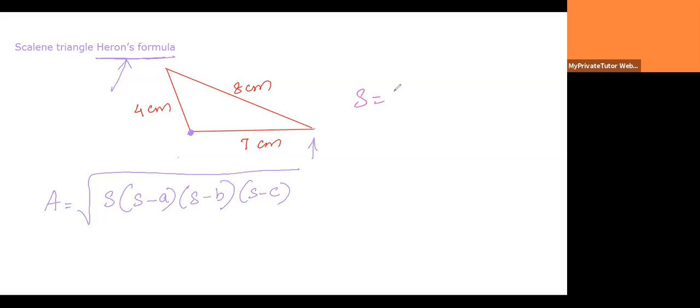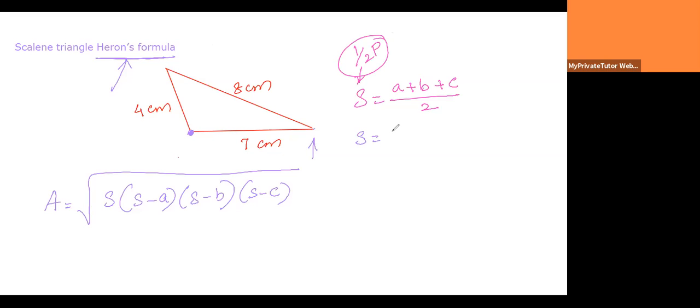S means half of perimeter. What do you mean by perimeter? Sum of all three sides, right? So that's a perimeter. So A plus B plus C divided by 2. Half of perimeter is nothing but S. So how do you find the perimeter? You are going to add all three sides. 4 plus 8 plus 7. So you will get the S value.